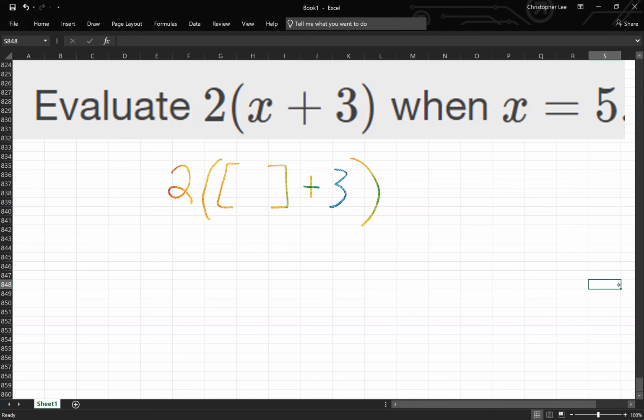So now I have 2 times 5 plus 3. Let's make our life a little bit simpler. 5 plus 3, let's add that up. I think that's about 8. So this becomes 2 times 8. And 2 times 8, we know, is just simply 16.